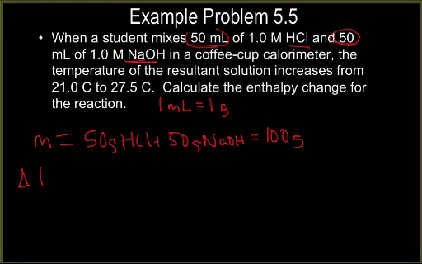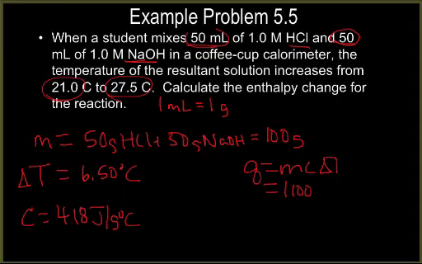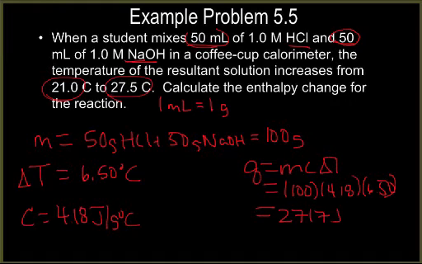Then we also notice that the change in temperature goes from 21 to 27.5, so our change in temperature is 6.50 degrees Celsius. And our C, because we're using water, is 4.18 joules per gram degrees Celsius. So this is going to be Q equals mC delta T. So I have 100 times 4.18 times 6.50. And what I end up with here is 2,717 joules.